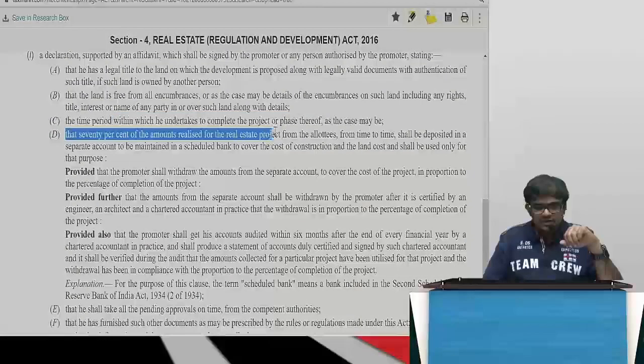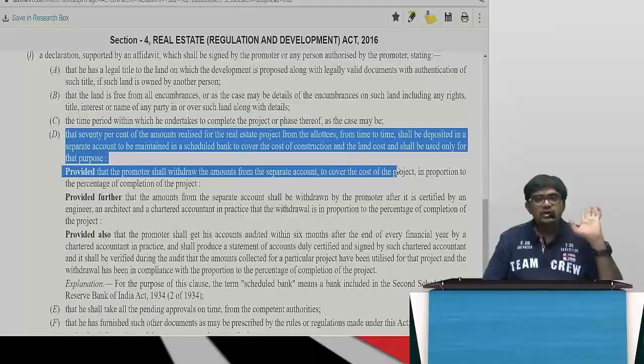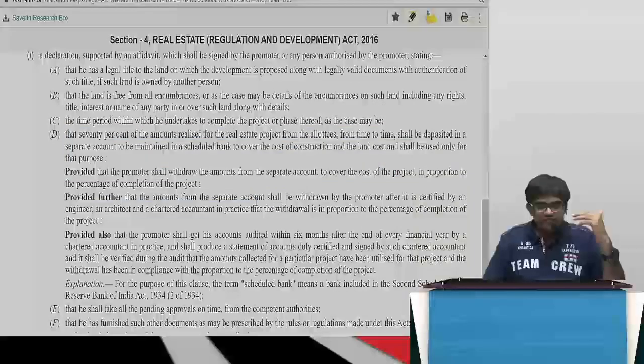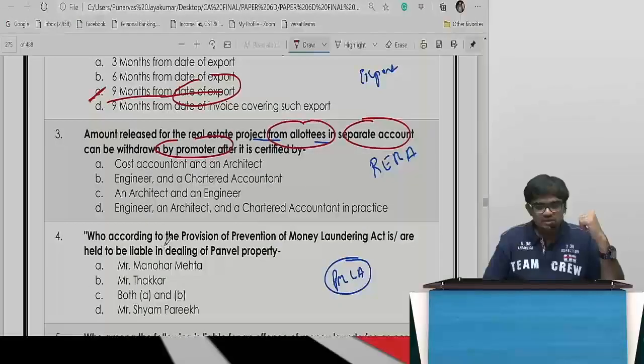See, 70% of the amounts realized for a real estate project from the allottee shall be deposited in a separate account, the escrow account it's called, 70%. In that you can withdraw after certification from all these guys. So what is the answer? Engineer, architect, both, all. Option D is the answer.